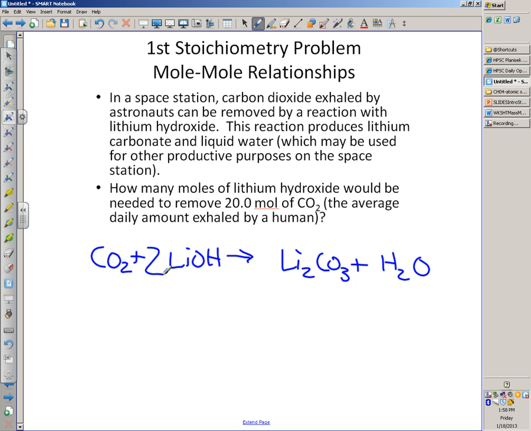In this problem, it says how many moles of lithium hydroxide would be needed to remove 20 moles of carbon dioxide, which is the average daily amount exhaled by a human, which we also discussed earlier. Okay? Stoichiometry problems are conversion problems. So we start a conversion problem with what they gave us to work with. What did they give us to work with in this problem? Specifically 20 moles of carbon dioxide. That's going to be important from now on.